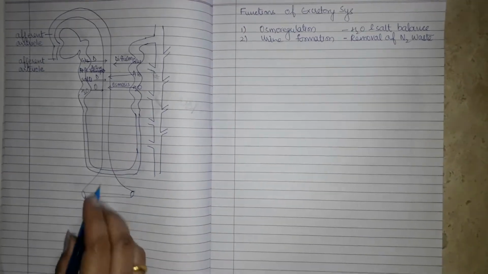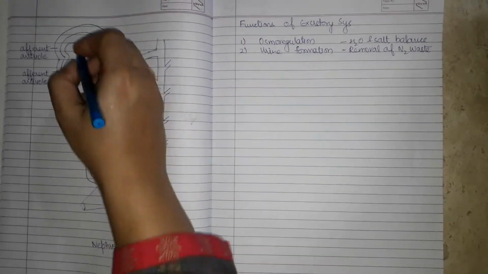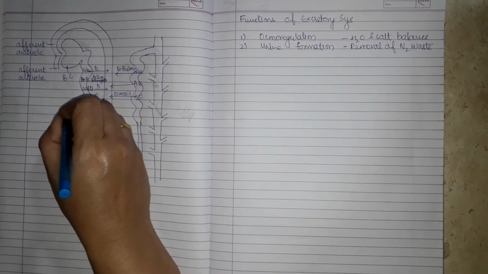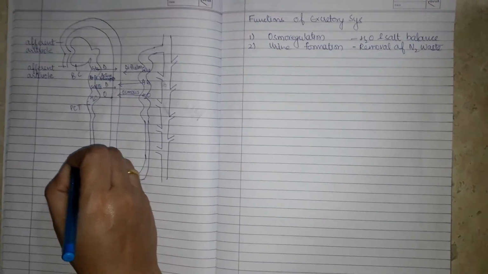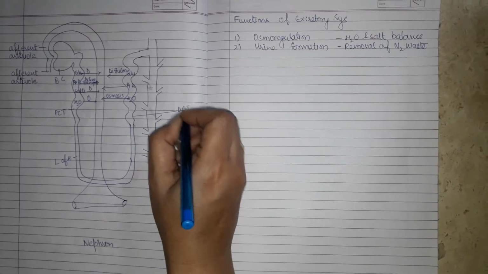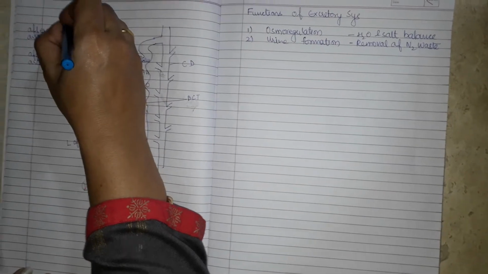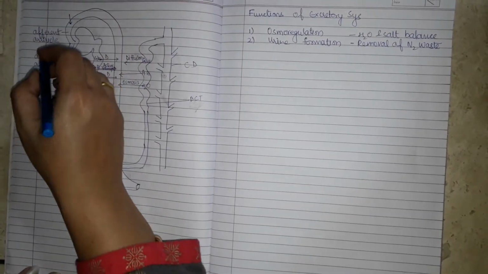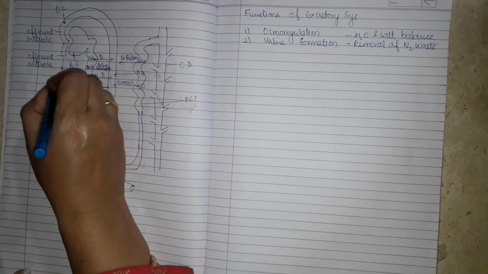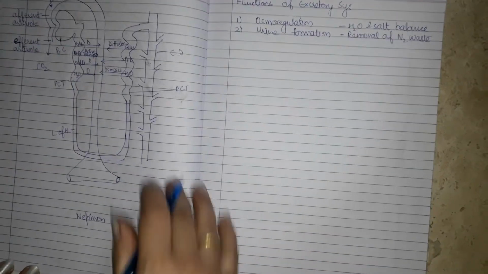Now, this is a nephron. We have already done the structure of the nephron. The parts are, first, Bowman's capsule, proximal convoluted tubule, loop of Henle, and this is the distal convoluted tubule and the collecting duct. The blood vessel which takes in oxygenated blood is called the afferent arteriole, and the one which takes away deoxygenated blood is called the efferent arteriole.